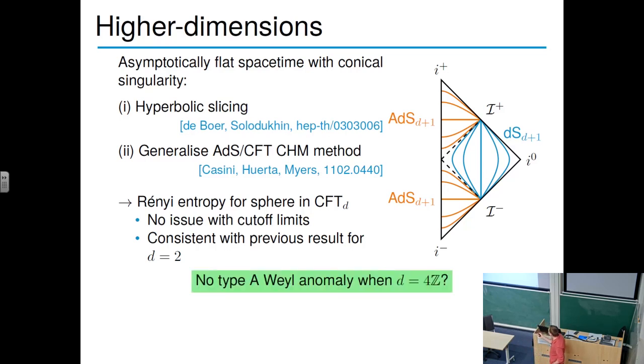Something funny that comes up is that we find that there's no type A Weyl anomaly when d is a multiple of 4. Because this type A Weyl anomaly coefficient is supposed to show up in a universal term in the entanglement entropy in even dimensions, like the central charge in 2D. But rather than a 0 central charge in 2D, we essentially get 0 central charge in 4D instead.